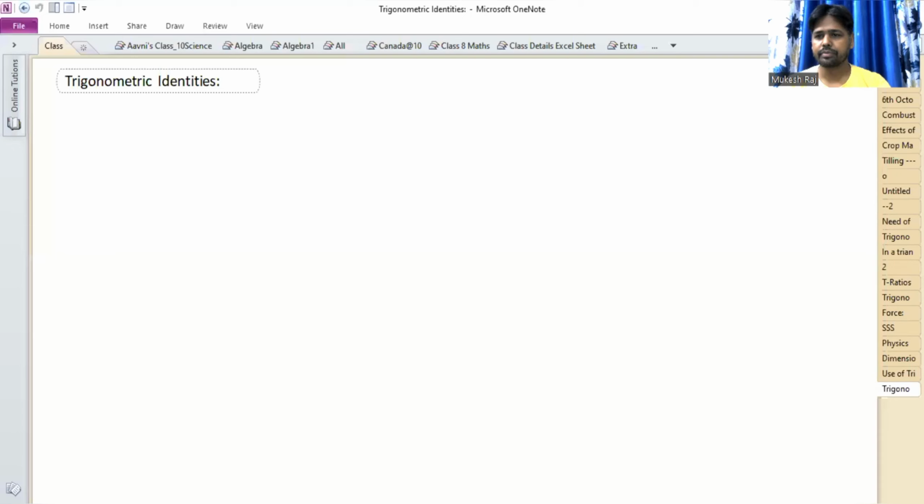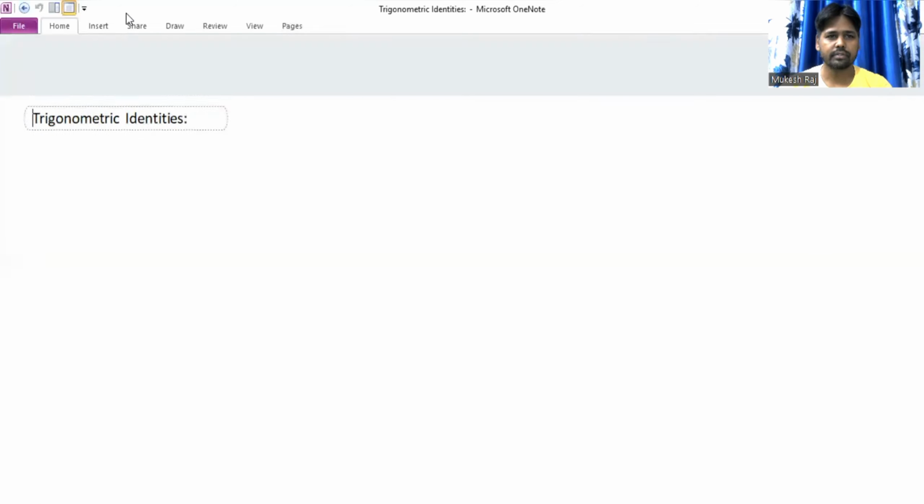And today, in this session of Maths, we will be dealing with trigonometric identities. We have already seen the trigonometric ratios in our previous sessions, and now we are switching to the fresh new topic of trigonometric identities.